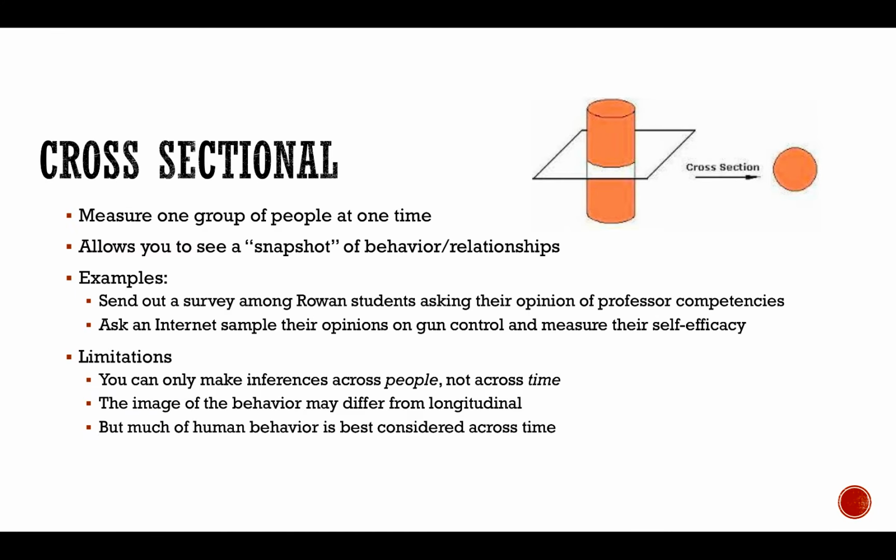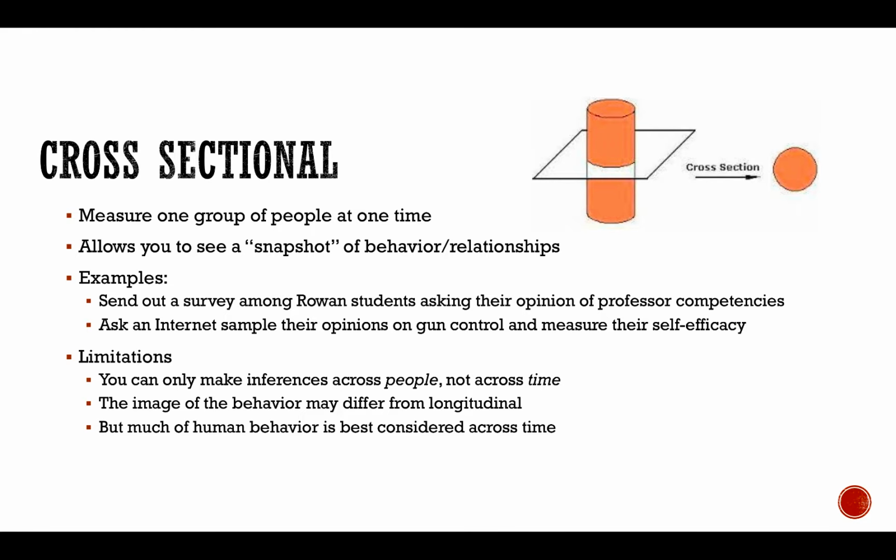Survey designs. So we're going to talk about 3 different survey designs. One is a cross-sectional, where you measure one group. So cross-sectional, we measure one group of people at a time, which allows you to see a snapshot of the behavior and the relationship. So for example, we might send out a survey among Rowan students asking their opinion of professor competencies.